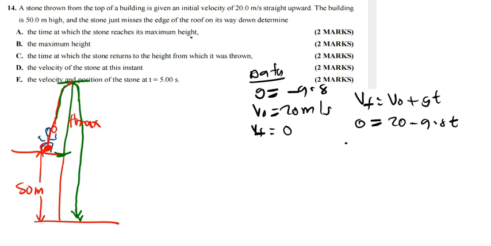Shift 20 to the other side: negative 20 is equal to negative 9.8 times T. So we are dividing by 9.8. Then T at that point will be 20 divided by 9.8. What are you getting?